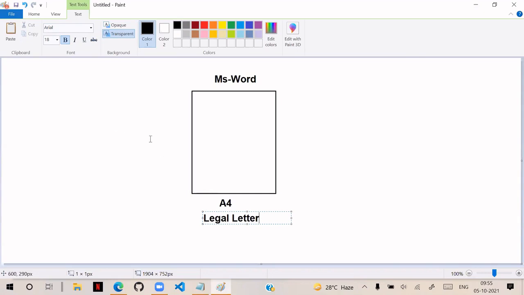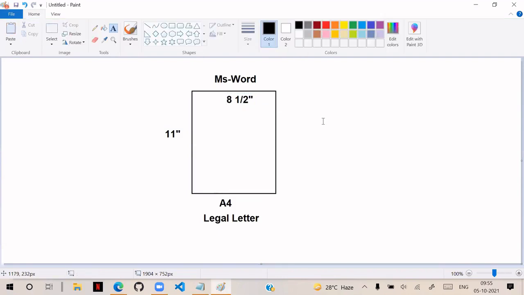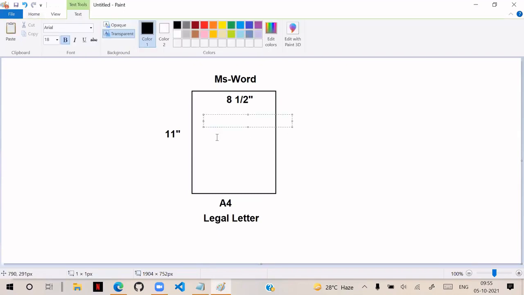Usually, the page size of this MS Word document is 11 inches height and 8.5 inches width. That is called legal letter size generally. Now, on this MS Word, I prepared a letter. Some letter I designed. Some letter we have created.